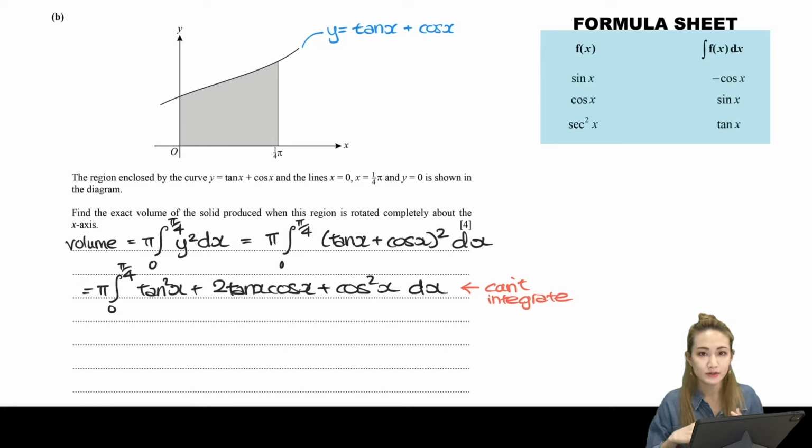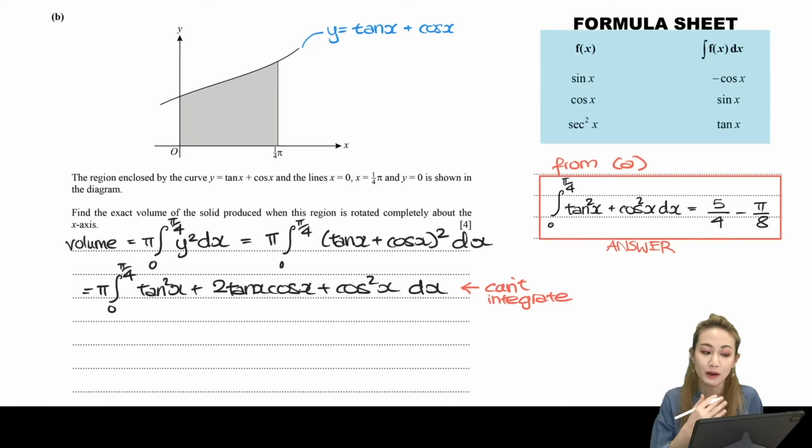But remember the questions in A levels, they like to lead you to your answer. Sometimes if you're stuck, look back to the previous part of the question. In part A, they ask you to find the integration from 0 to pi over 4, exact numbers, of tan squared x plus cos squared x dx, which is 5 over 4 minus pi over 8. So part of this integral, you already know the answer to.